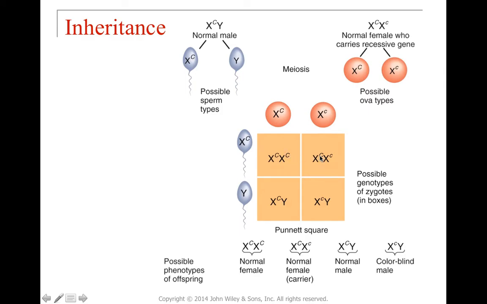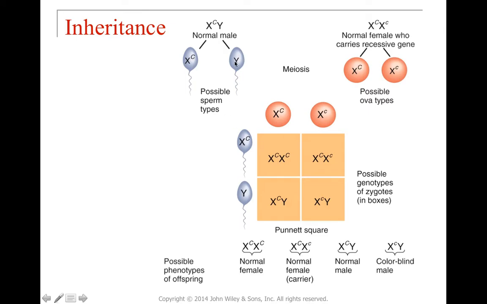This one will replicate the situation of the mother, where having one bad copy here and one good copy means that she is a carrier, because she will be able to see color vision, but her offspring are at risk, particularly her male offspring, and this is why.